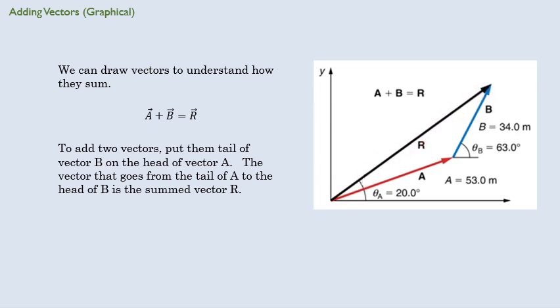Now, just like with regular addition, we could reverse this. If we said B plus A, well, then B would go out here, and then A would go here. And we'd end up in the same place. So we can say A plus B or B plus A, it doesn't matter. We're going to end up with this summed vector R. So that's what it means to add them when we just think about what it even means to add some arrows to each other: put them head to tail.